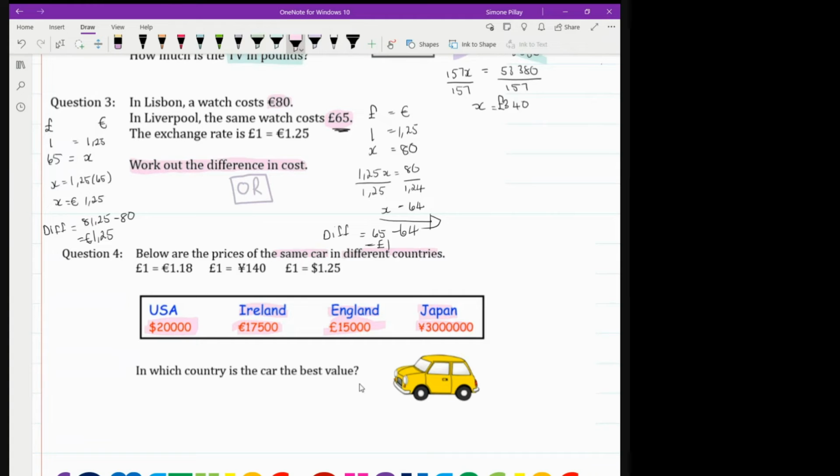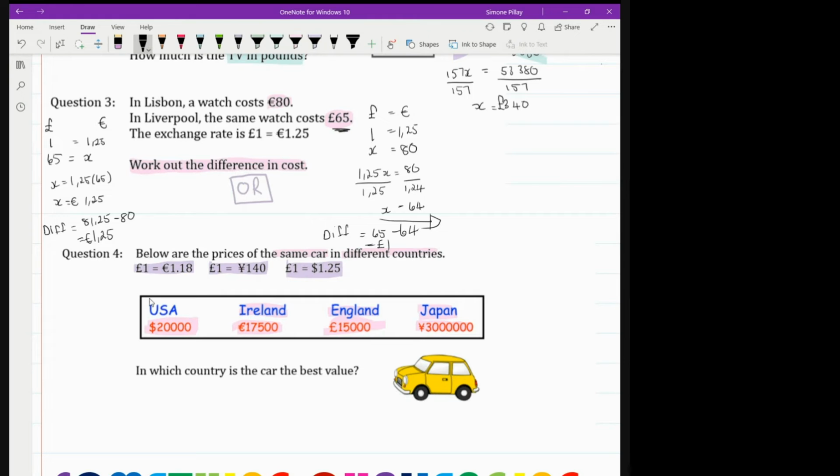Whenever we see multiple currencies and they've asked us to compare, either compare the cost, the difference in cost, or what is the best value, the only way you'll be able to compare is when you convert everything to one currency. Now, they didn't tell us which currency to convert to, but based on the exchange rates they've given me on the top here, all of these are direct exchange rates for pounds. So I'm thinking it's going to be easiest to convert everything to pounds. So let's do that.